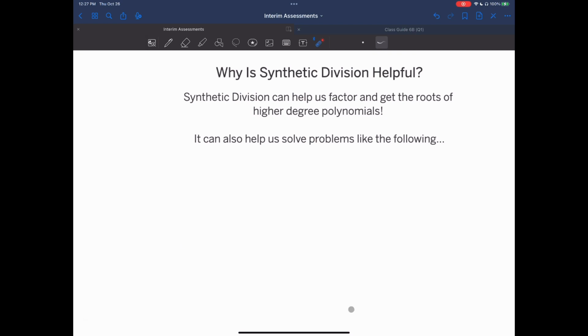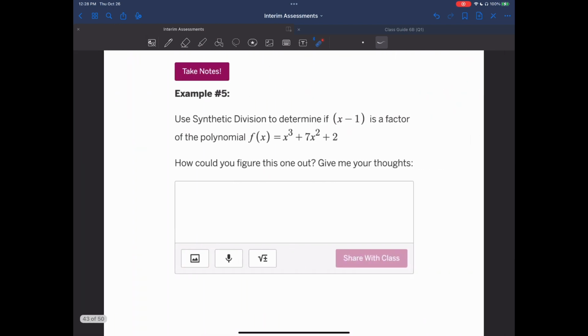All right. What's all this synthetic division stuff about? So it's helpful because it can help us factor and get the roots of higher degree polynomials. It can also help us solve problems like the following. You might see something like this on your test. So take a good look at this one. It says use synthetic division to determine if this is a factor of the polynomial. How could you figure this one out? Give me your thoughts. You can think about it. We're going to go ahead and go through it.